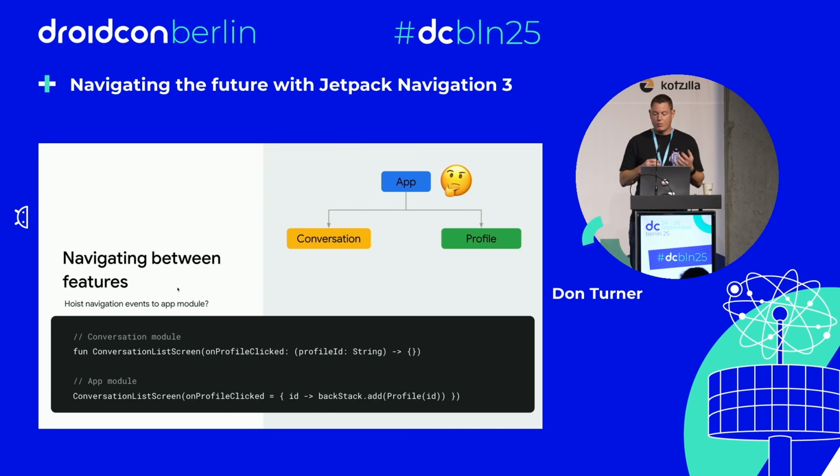Okay, so how about we hoist the navigation events into the app module? The feature modules expose parameters such as on profile clicked, here, and the app module supplies the lambda to be run. And this is totally possible, and in fact is what we do in our main architecture sample now in Android. The problem with this approach is that it gives a lot of responsibility to the app module for wiring everything up. It also means the app module will need to be updated every time one of the feature module's navigation events change. And this can lead to merge conflicts if we have feature modules being updated independently.